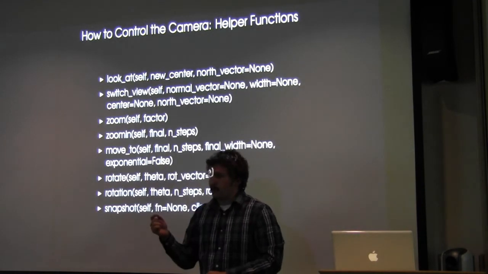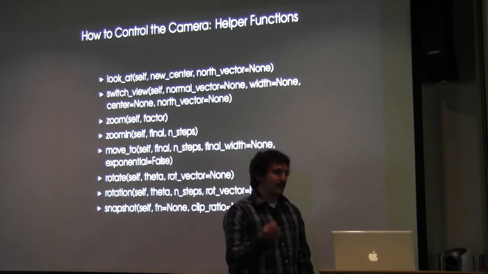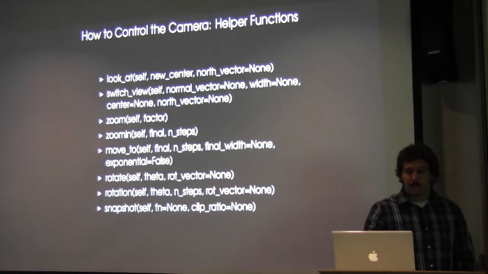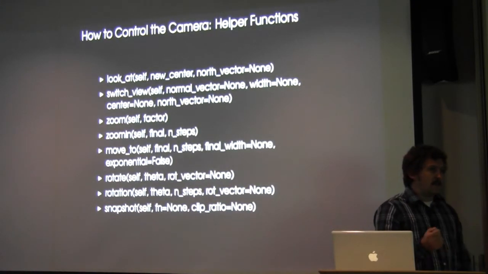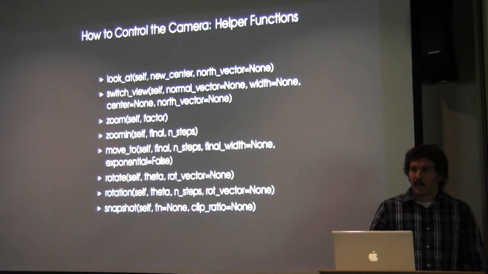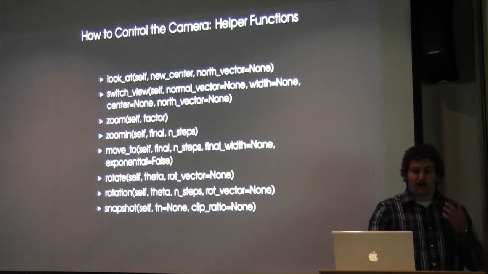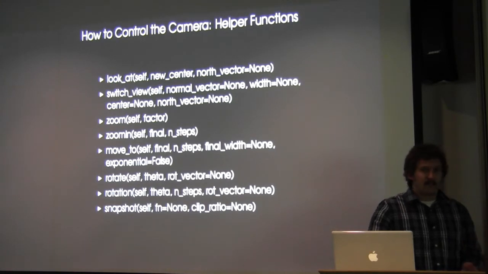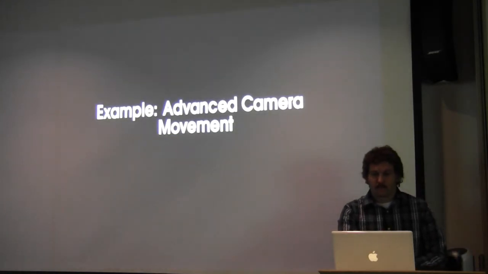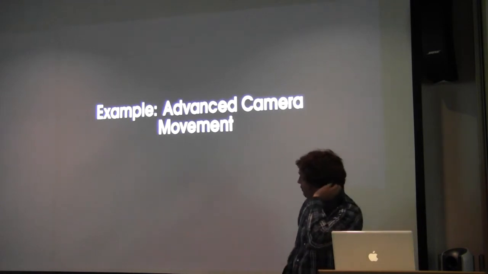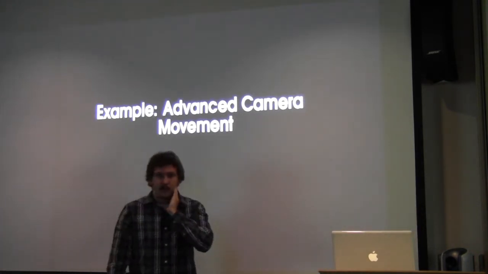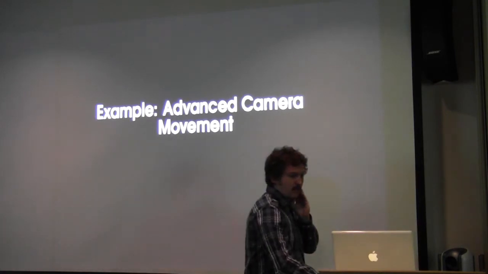Finally, there's the camera.snapshot, which is when you actually take the image, the rendering itself. These are all documented in the YT docs for the camera, and so if you want to know exactly what one of these arguments does, I would say go take a look there. So what we're going to do is take you through some advanced camera movement so that you get a feel for how to control these things.